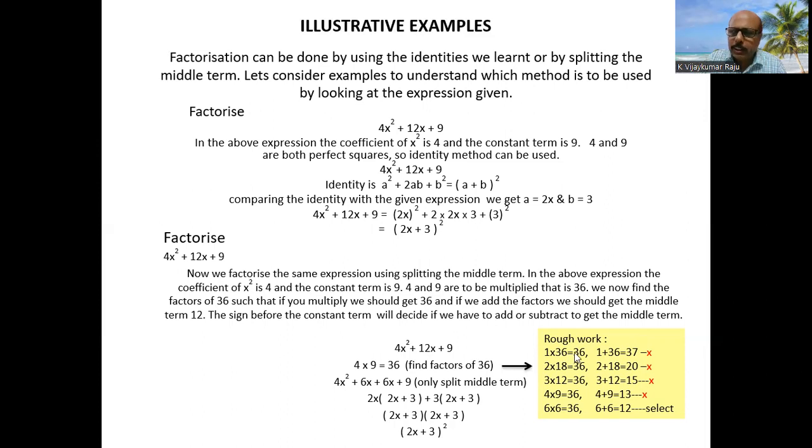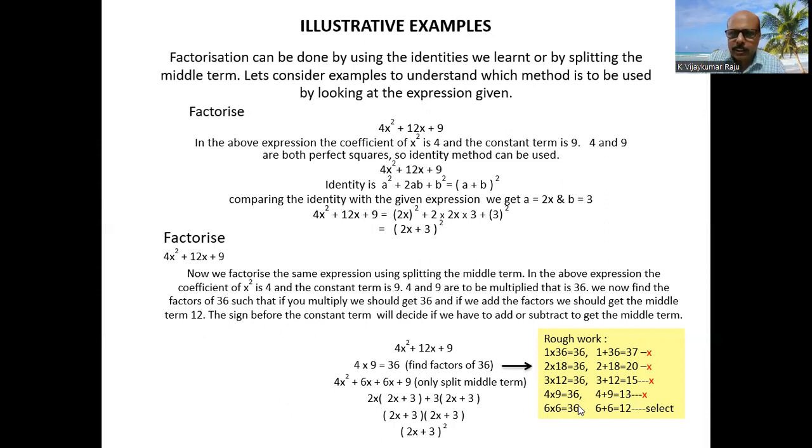1 into 36 is 36. Let us add the two factors. 1 and 36 is 37. 2 into 18 is 36. 2 plus 18 is 20. 3 12s are 36. 3 plus 12 is 15. 4 9s are 36. 4 plus 9 is 13.